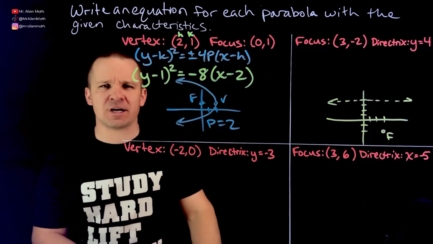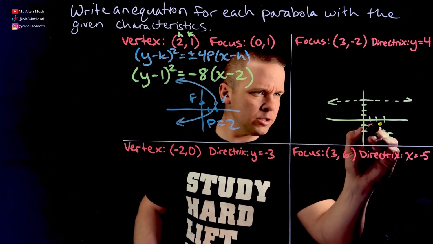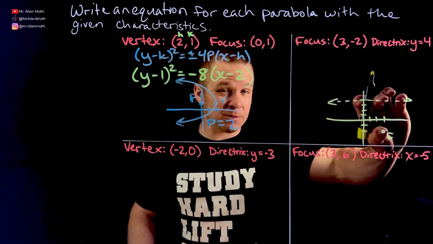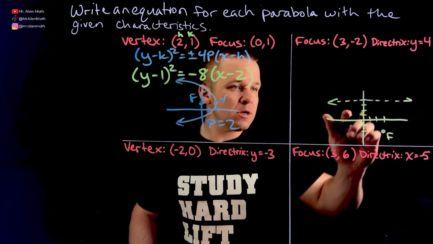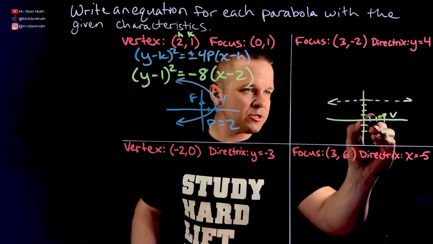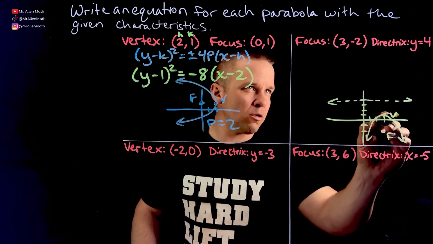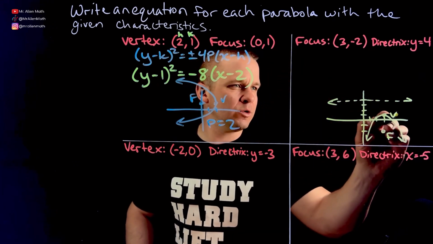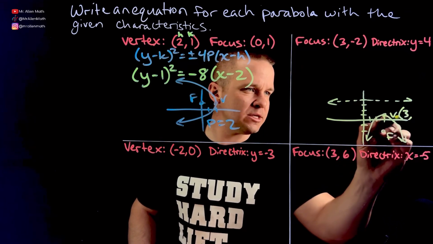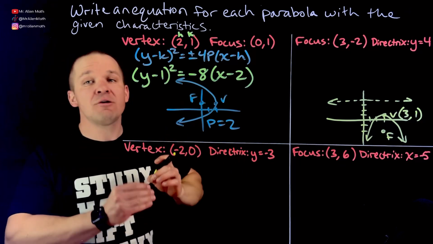So where's my vertex going to be? My vertex is smack dab in the middle of those two. We've got a distance of 6 between the directrix and the focus, so I have to go up 1, 2, 3. Here's my vertex right there. So this thing is going to be opening down, with the vertex coordinate, let's write that right here, (3, positive 1). Rough sketch, once again, for the win.